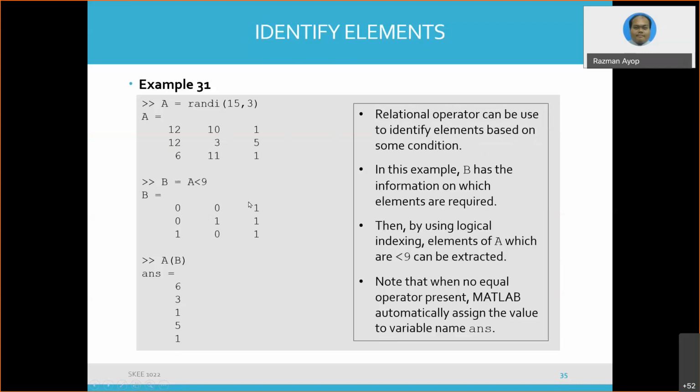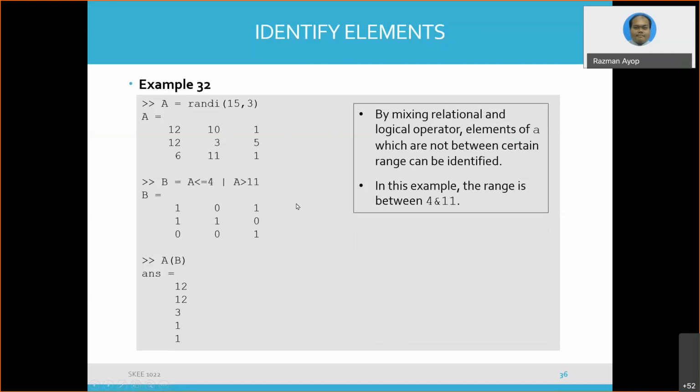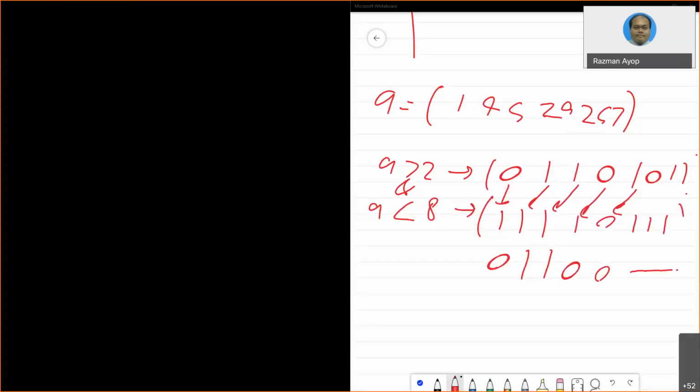Okay, this one is less than 4. This one is range between 4 and 11. Oh, wait. I think this one is not the range between 4 and 11. This one is the range outside 4 and 11. You can see it here: A is less than 4 and A is more than 11. So after you multiply it, you will list down all the values that are less than 4 and more than 11. Okay, so this is a correction.